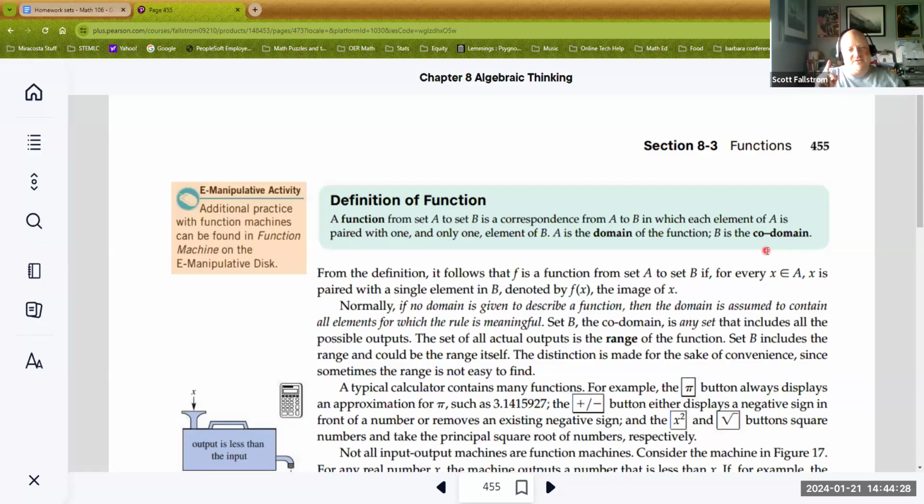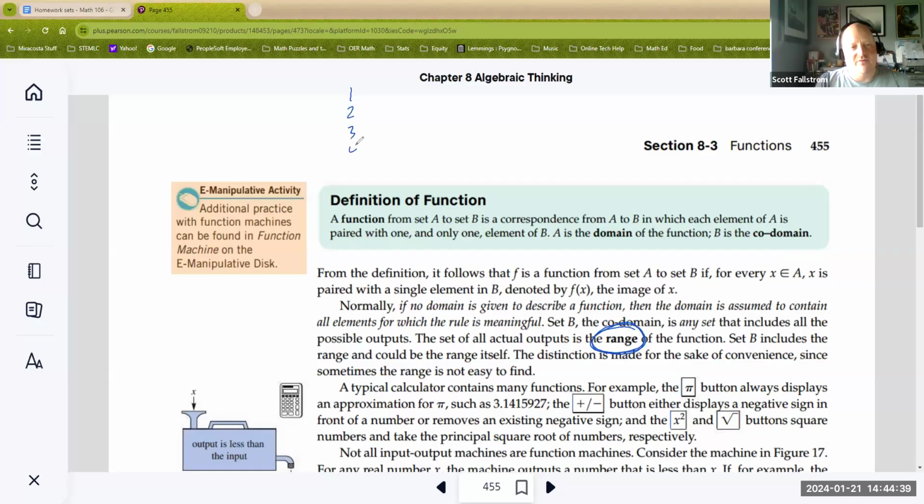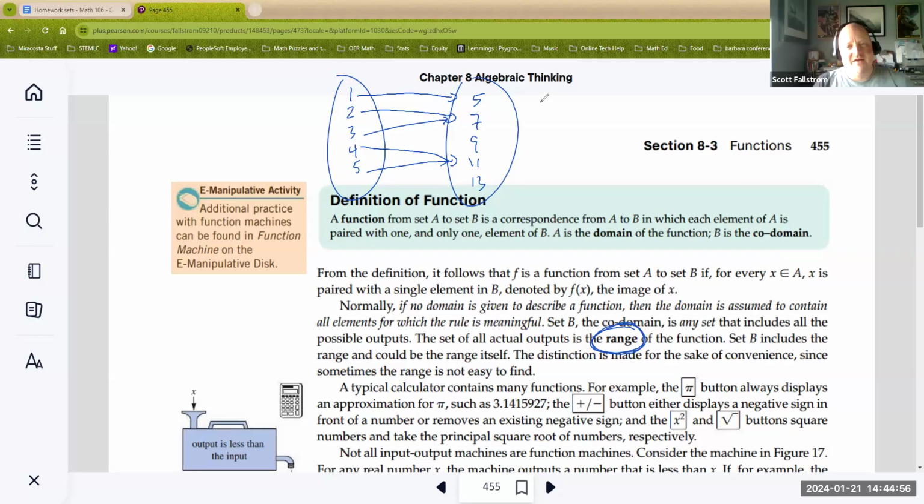Now, just be really careful here because there's another word that is used, and if you've done some stuff with functions in the past, you might remember that word, and it's called a range. Okay, so again, if I had a 1, a 2, a 3, a 4, and a 5, those are my inputs. And over here, I had a 5, 7, 9, 11, and 13. 1 goes to 5, 2 goes to 7, 3 goes to 7, 4 goes to 11, and 5 also goes to 11. Then your domain, which is the set of all inputs, would be the set 1, 2, 3, 4, and 5.